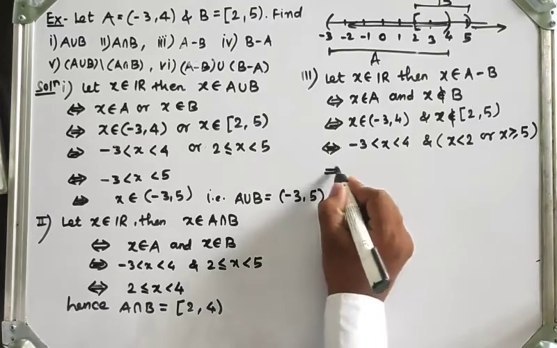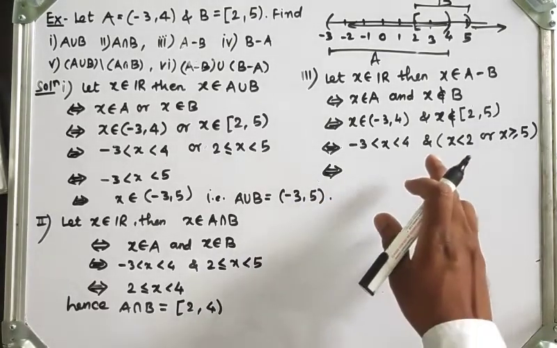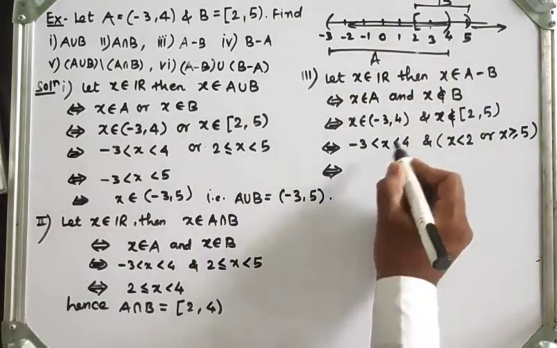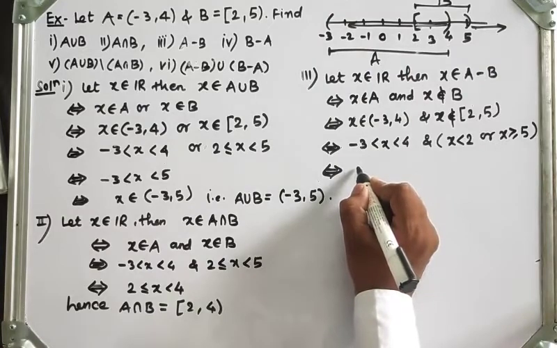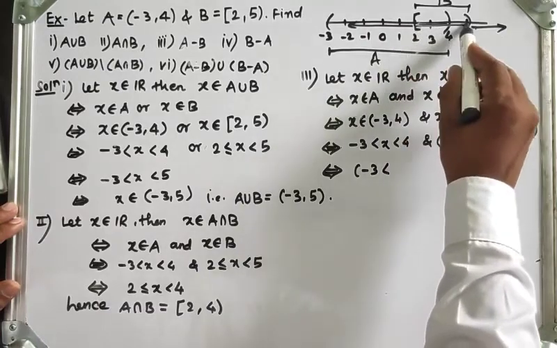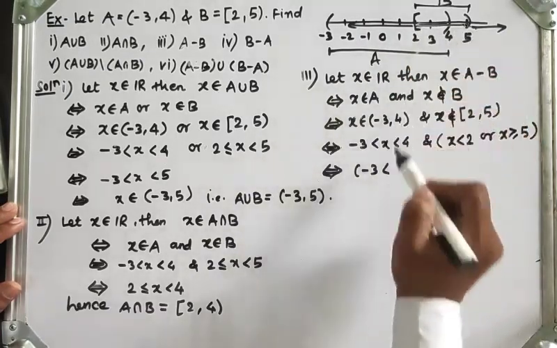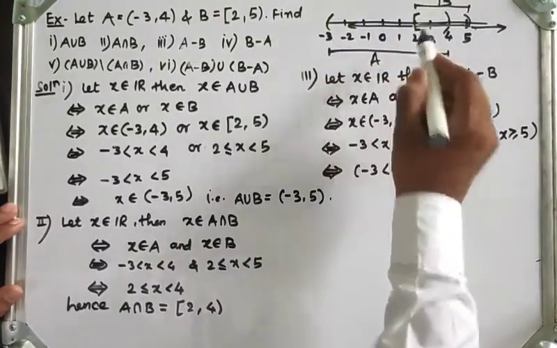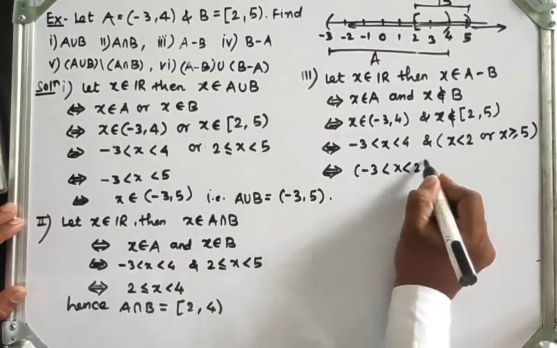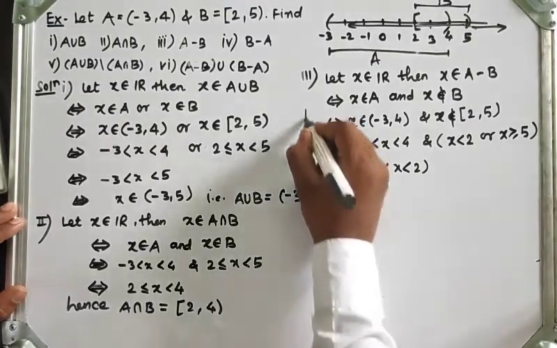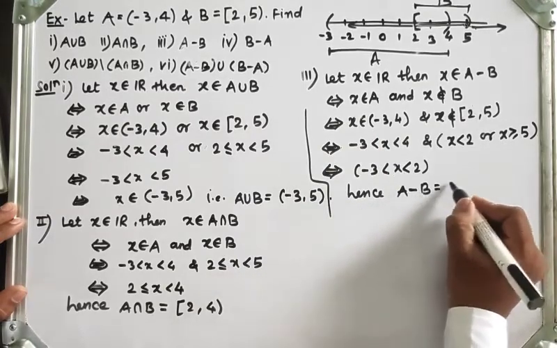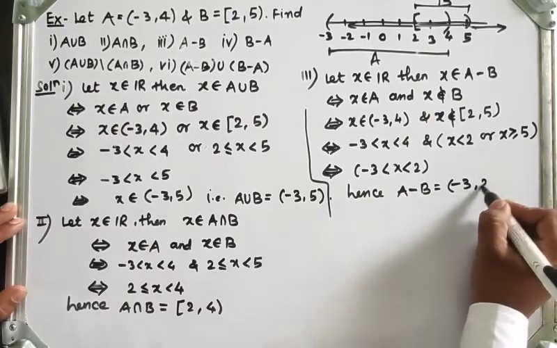So what are the common points? The points should always be from set A. So if and only if -3 less than x, because x does not belong to B, this interval is not included in our set. So what are the points? -3 less than x less than 2, which is the difference set. Hence A minus B should be -3 to 2.